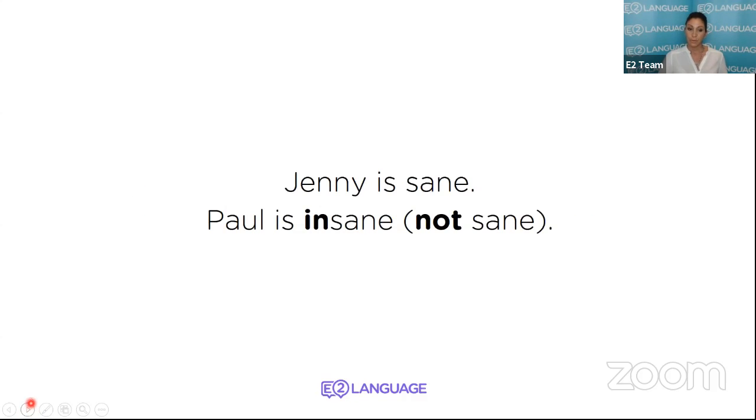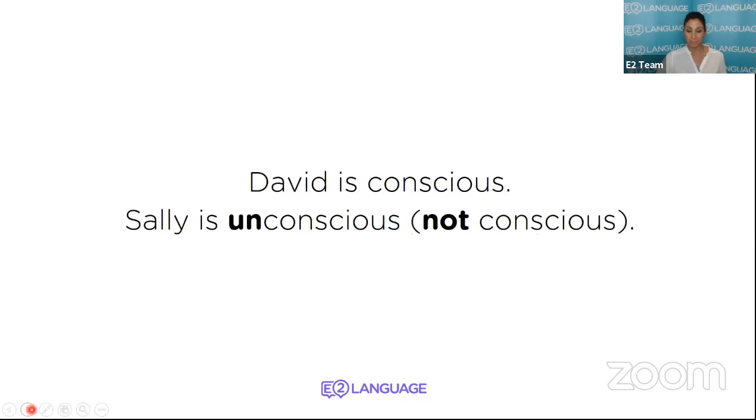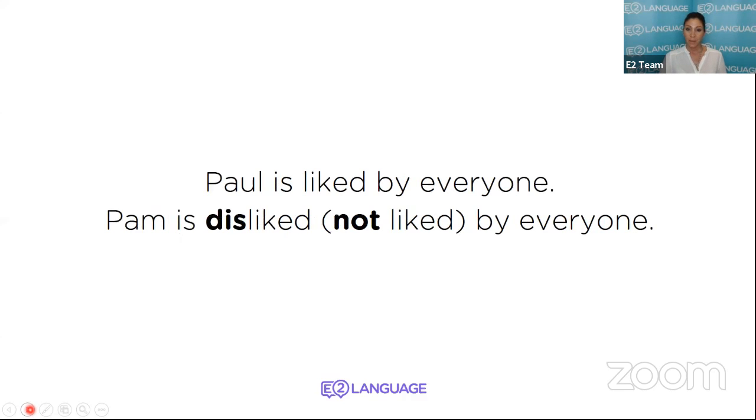For example, Jenny is sane, Paul is insane, meaning not sane. David is conscious, Sally is unconscious, meaning not conscious. Paul is liked by everyone. Pam is disliked or not liked by everyone. So these prefixes make a word negative by meaning not.